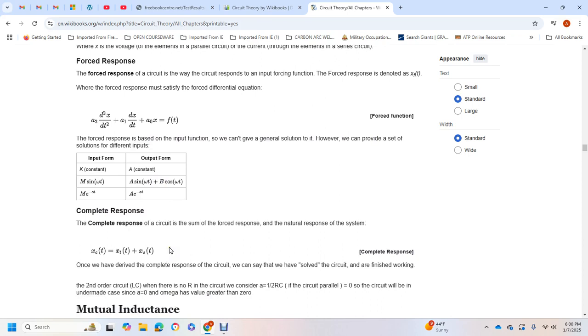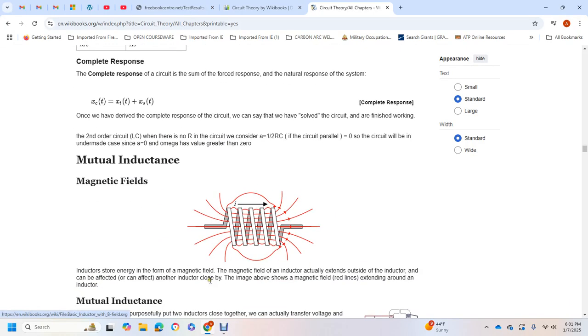The complete response of the circuit is the sum of the forced response and the natural response. Once we have derived the complete response of the circuit, we can say we have solved the circuit. In a second order circuit with an inductor and capacitor, where there is no resistance in the circuit, alpha is equal to 1 over 2RC for the parallel circuit, which is equal to 0. The circuit would be undamped, so alpha is equal to 0, and the omega value is greater than 0. Mutual inductance.